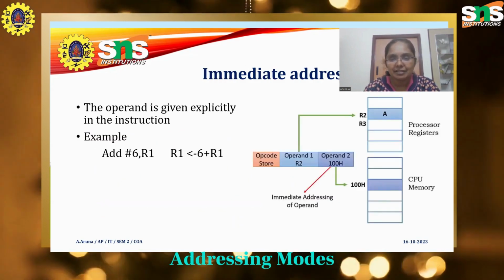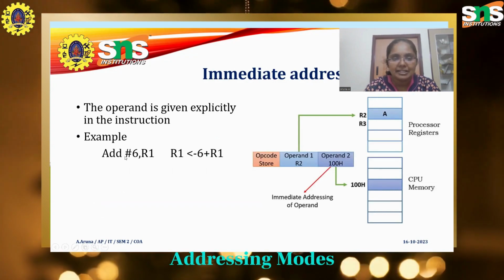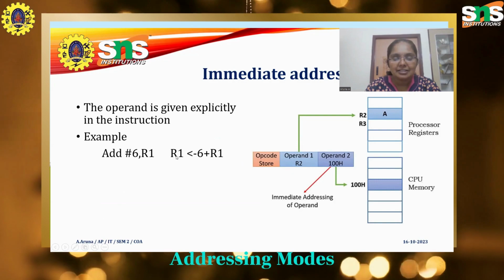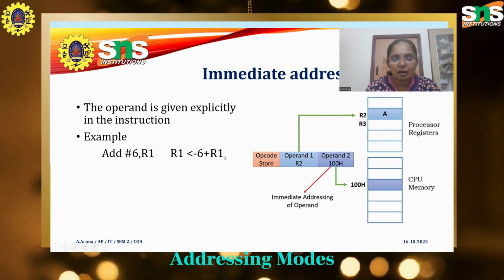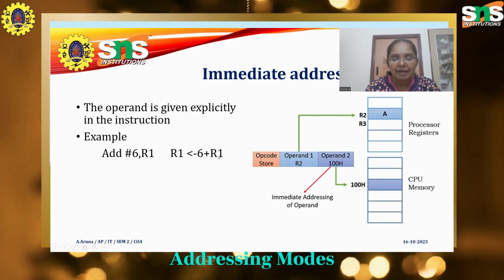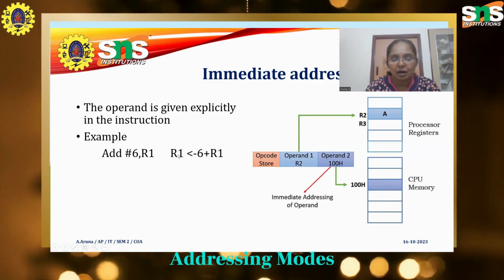The first type of addressing mode is the immediate addressing mode. Immediate is represented by a hash symbol. Here, the immediate value 6 can be moved to the register R1, so we write R1 equals R1 plus 6. Both are added, and the value is finally stored in R1.